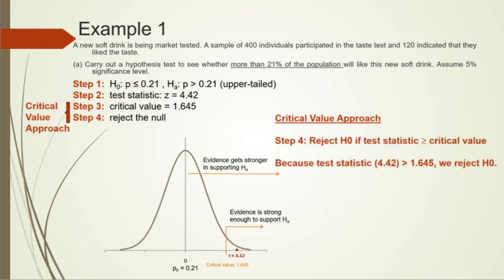The center of this bell curve is where the null value is. The center also corresponds to a z-score of 0. Compared to the critical value of 1.645 which we just found, our test statistic 4.42 is further away from the null value. This means we have sufficient evidence to reject the null at the 5% significance level.